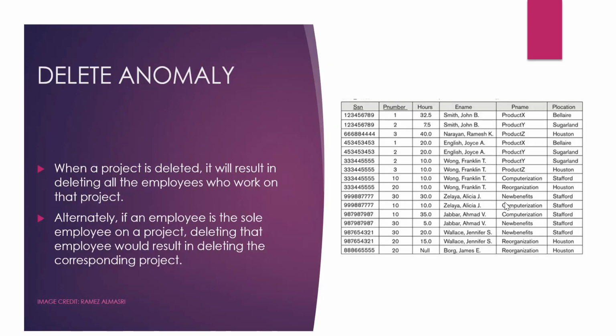The other type of anomaly we can have also is the delete anomaly. Now let's assume we want to delete project number 20. When we delete project 20, we are basically deleting all the rows associated with that project. So we'll delete this row, and this row. Notice the employee James here is only working on this project 20. So when we deleted project 20, we basically deleted James from our table. So we do not have James anymore in our table.